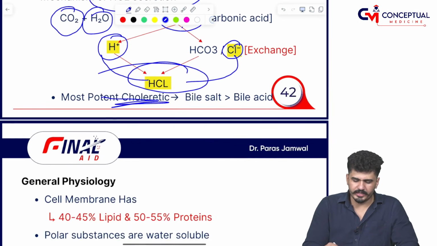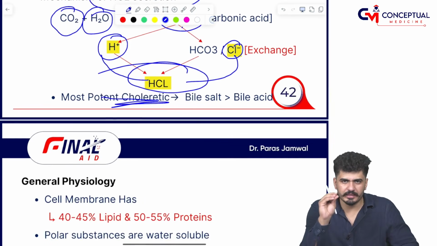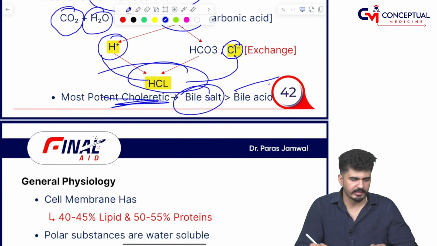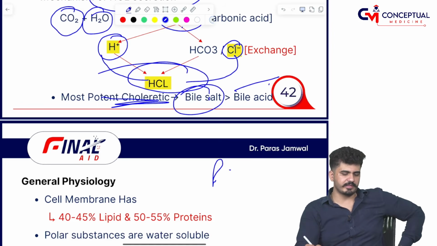Most potent are the cholecystokinin, they are helping in the contraction of the gallbladder. The bile salt is a better answer than the bile acid. This is also your previous year question.